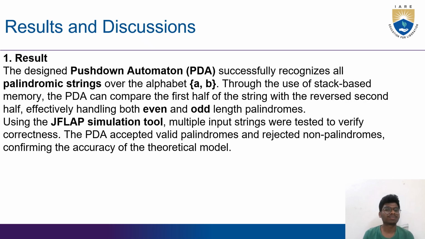Results and discussions. The designed pushdown automaton successfully recognizes all palindromic strings over the alphabet A, B through the use of stack-based memory. The PDA can compare the first half of the string with the reversed second half, effectively handling both even and odd length palindromes.